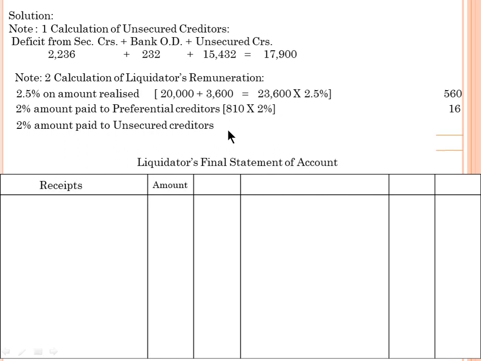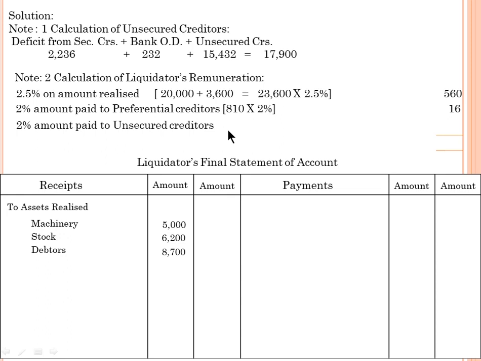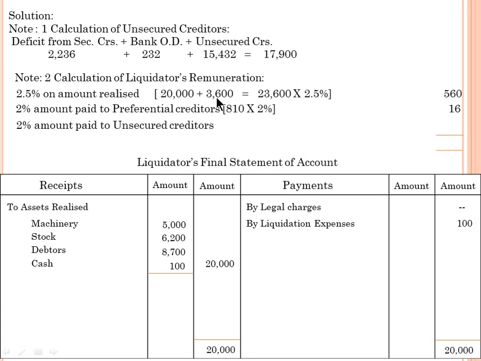The receipts amount, payment amount. So divide it into 6 columns. We start from the receipt side with assets realized. Machinery 5,000, stock 6,200, debtors 8,700, cash 100, total 20,000. Now we move on to the payment side. By legal charges, we don't have any values. Liquidation expenses given 100. Liquidator remuneration, working note 2. As of now, we calculated 560 from assets realized and 16 rupees from preferential creditors.